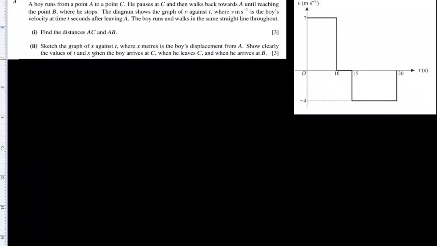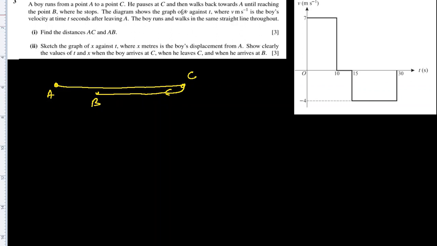Question 3. A boy runs from a point A to point C, he pauses at C. So this is A and he goes to a place C and he pauses here. Then he walks back towards A until he reaches point B. So point B could be somewhere here. So he reached B.